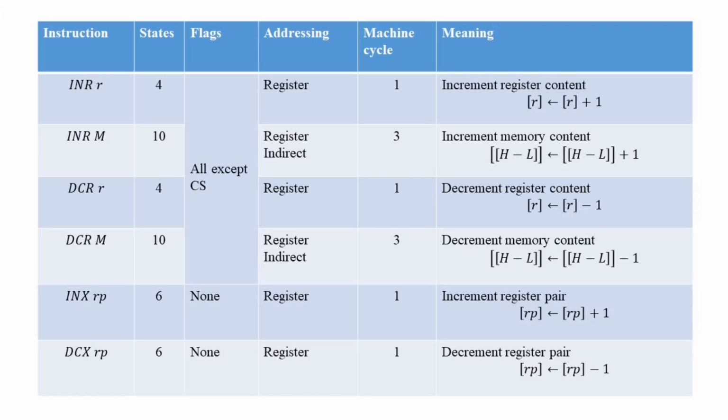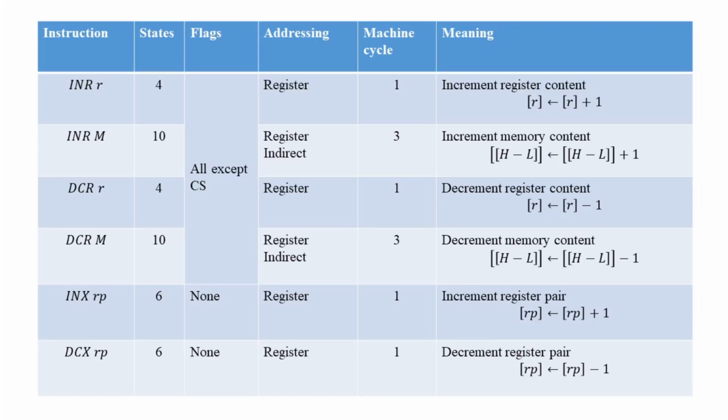Now next is DCR R. Here the flags are all except CS, register addressing, machine cycle needed is 1. When we execute this line, it decrements the register content. So register content minus 1 and store in register. If C is equal to 5, then DCR C means that the value of C is equal to 4, that is 5 minus 1. The output of C is 4.